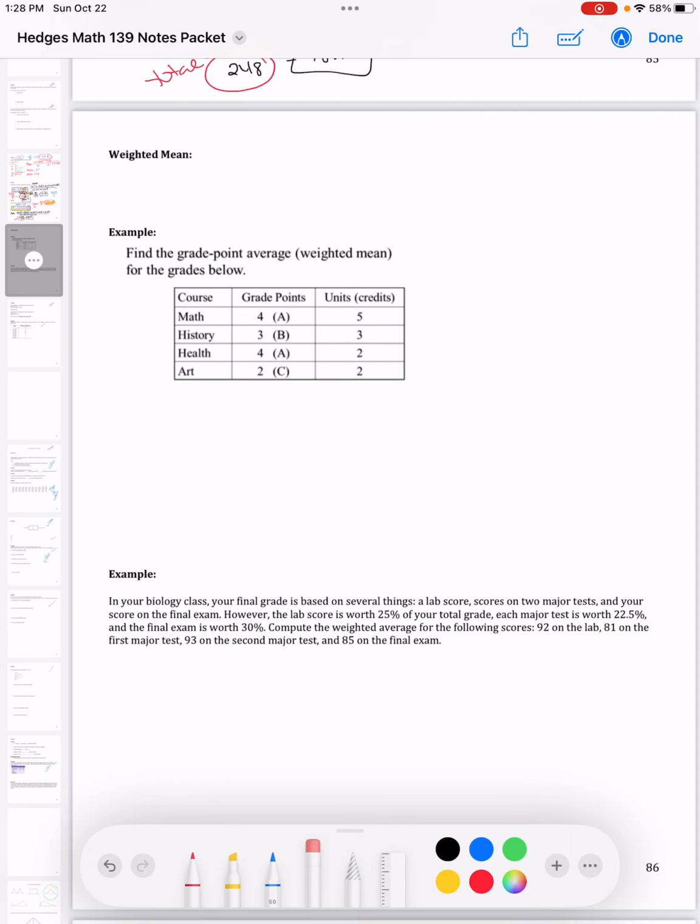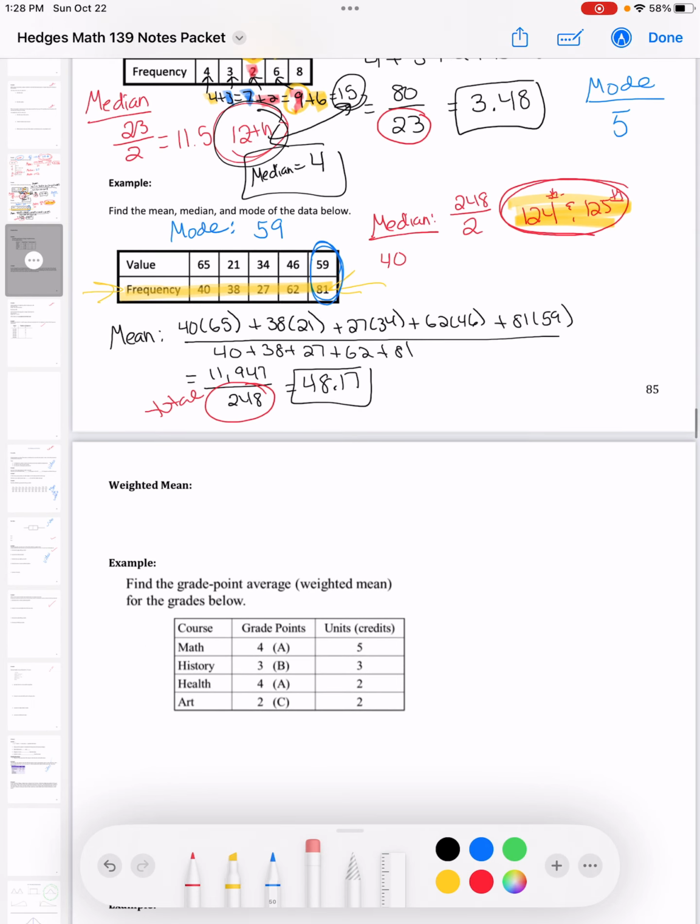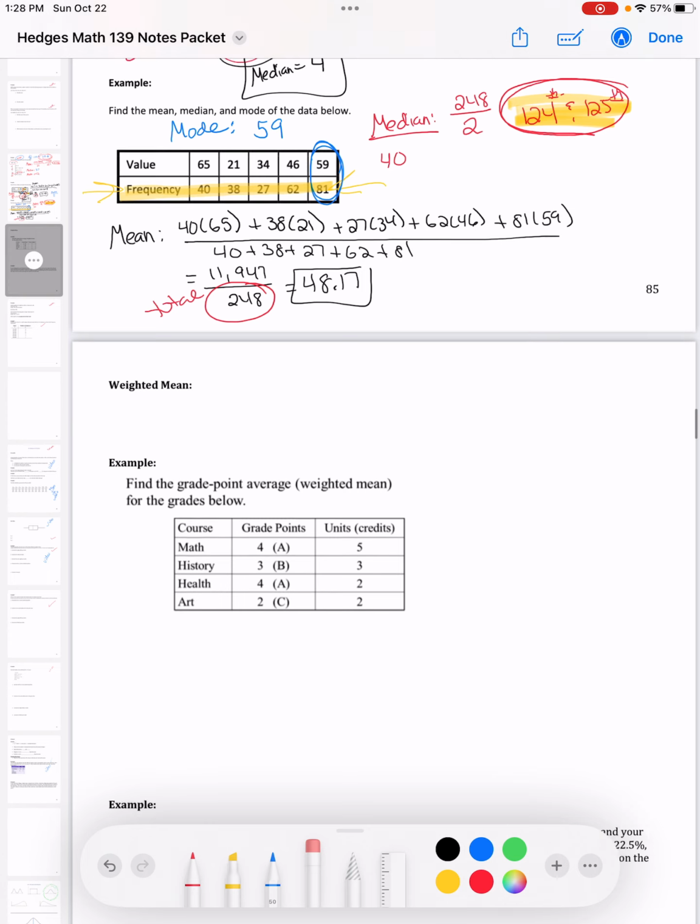So when we were doing the means back here, with the frequencies, those were weighted means. The means that had a high frequency, like in our last example, there with the 81, that frequency of 81, contributed more to the mean than something with a lower frequency.